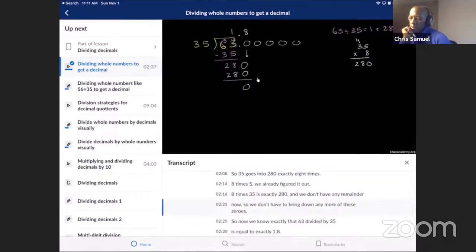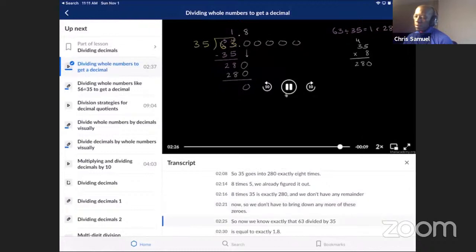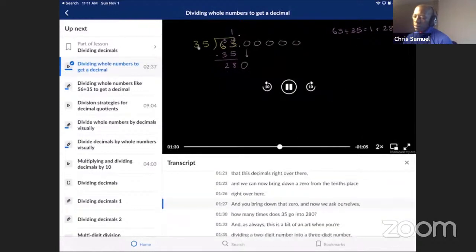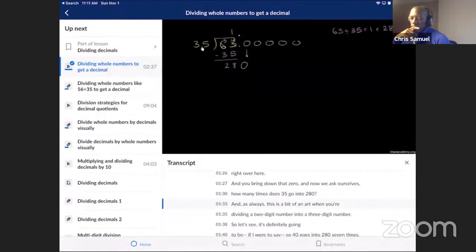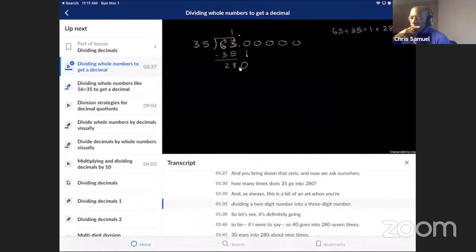And we don't have any remainder, so we don't have to bring down any more zeros. So now we know exactly what 63 divided by 35 is. And as always, this is a bit of an art when we're dividing a 2 digit number into a 3 digit number.